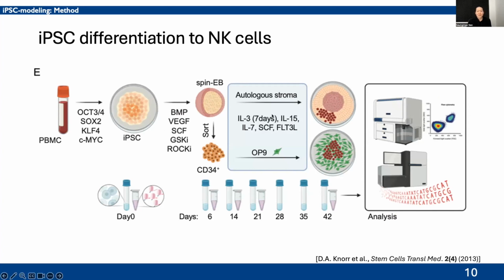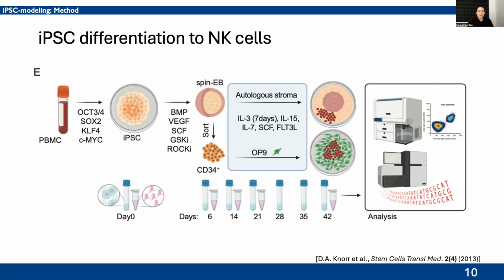We carried out our experiment in 2 conditions with different stromal cells. First was with OP9. These are the cells derived from the mouse bone marrow stromal cells. And this is a widely used stromal cell line for in vitro NK cell or any other hematopoietic differentiation from the hematopoietic stem cells.